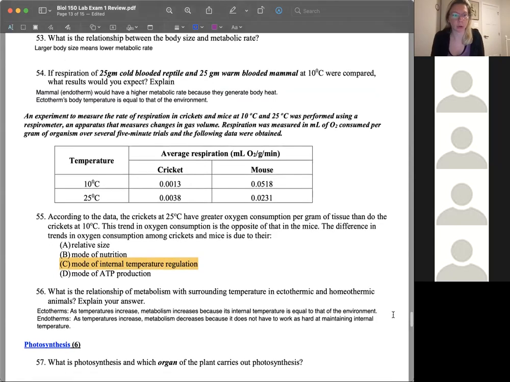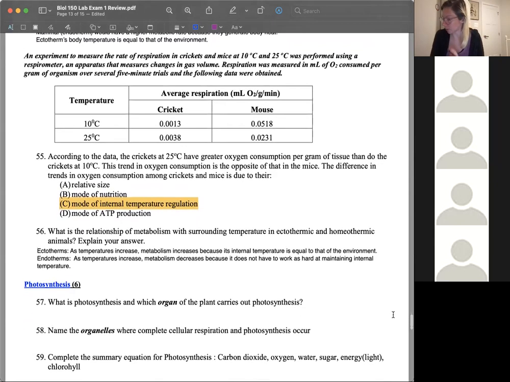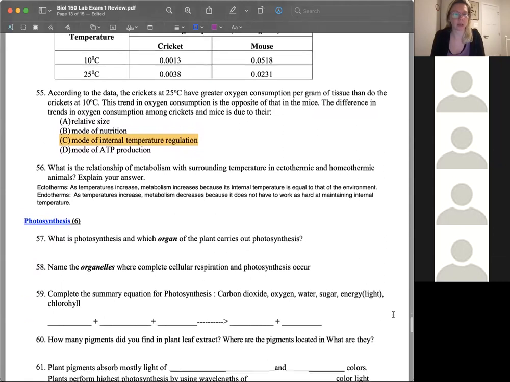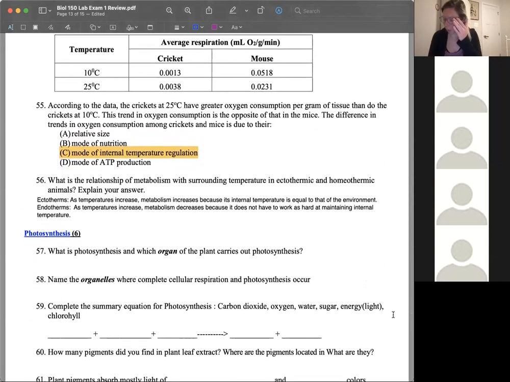All right, let's keep rolling to photosynthesis. This is our last topic for this review. And once we're done going through the review page, I don't mind sticking around for a little bit longer to answer any other questions you have about your exam. I'll try to answer them the best I can.